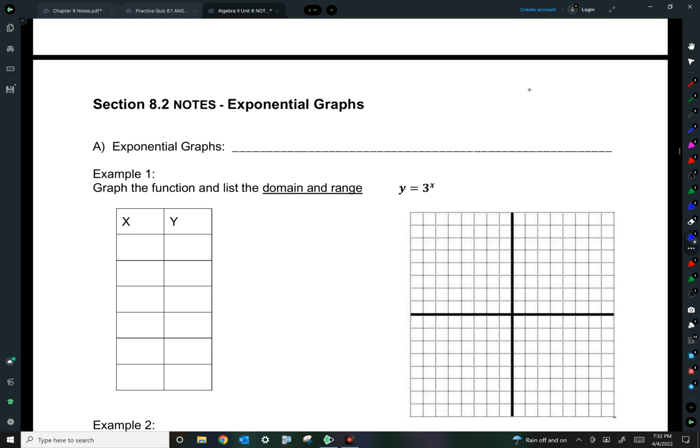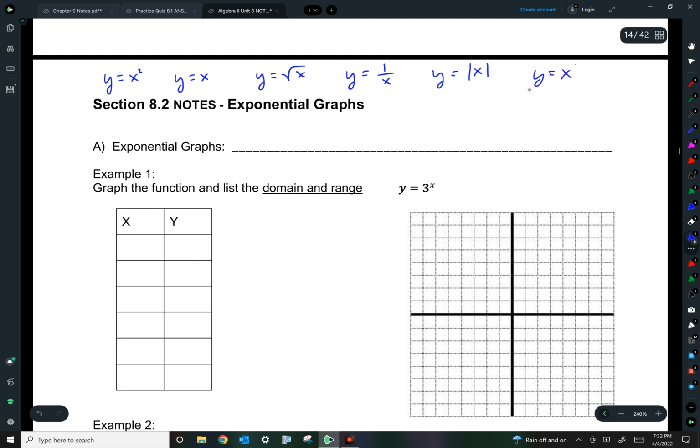Now, in the past, we've talked about several different parent functions. We've talked about the parabola, which is y equals x squared. We've talked about the line, which is y equals x. We've talked about the square root graph. Remember that one. We've talked about 1 over x. Remember, that's one that had the two pieces to it. We've talked about y equals absolute value of x. Remember, that one looks like a v. And we talked about y equals x cubed.